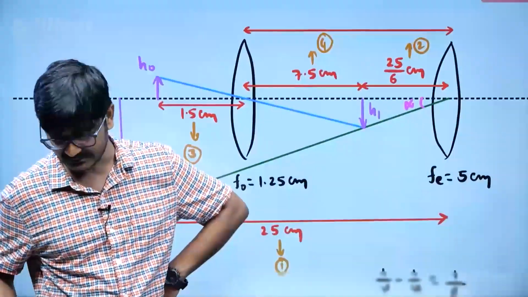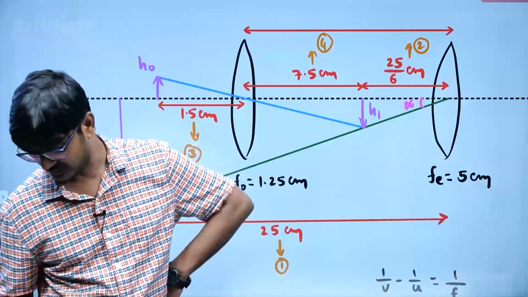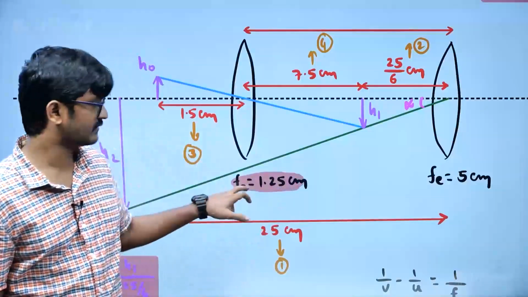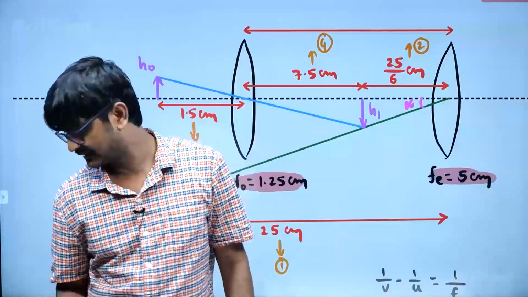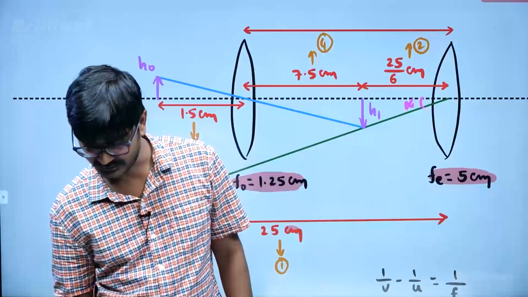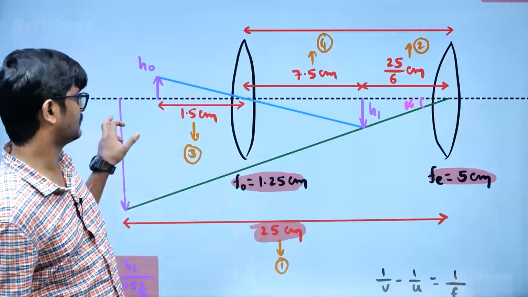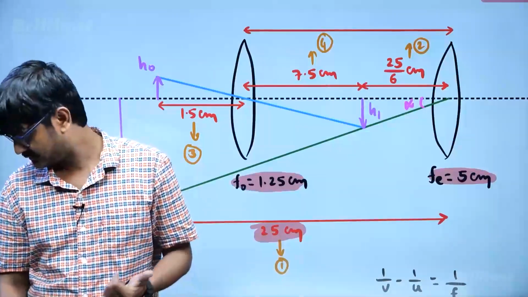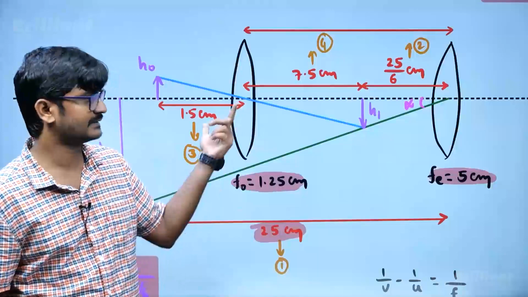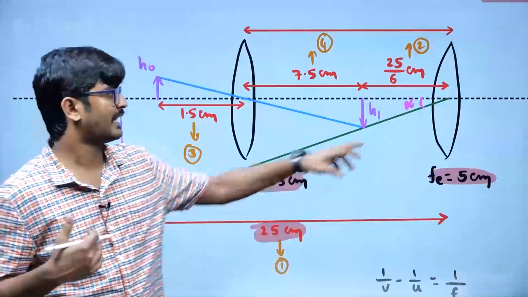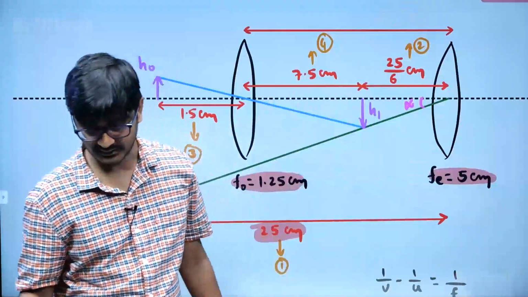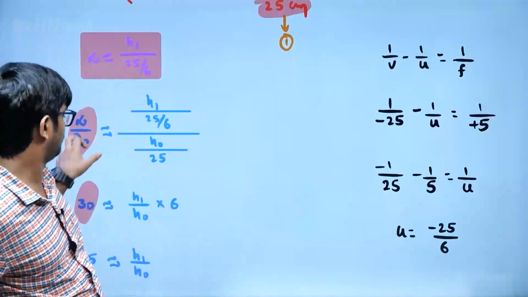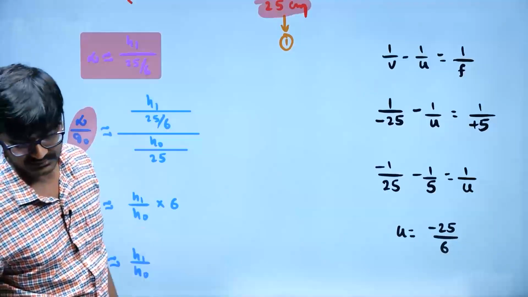So I will be just marking the things which have been given in the question. The objective focal length of 1.25 centimeter is given in the question. The eyepiece focal length of 5 centimeter is given in the question. And we are taking near point adjustment, so the final image has to form at 25 centimeter. And the magnification is 30 times, so the angle subtended alpha is 30 times of the old one. Alpha is 30 times theta naught. Anyway, we will see that.